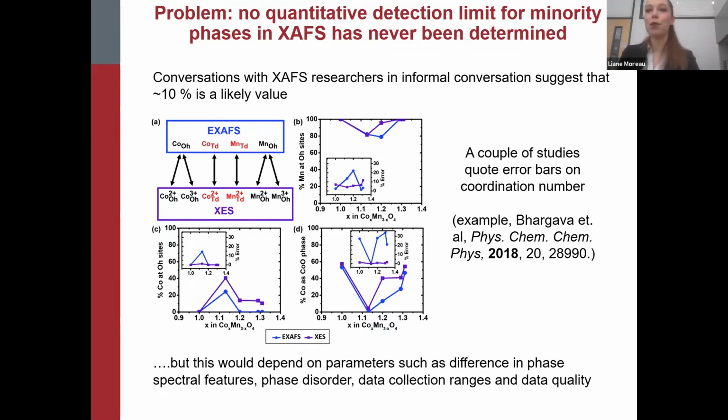This would have to depend on parameters such as differences in the spectral features of the phases. So are two phases very different from each other, or are they very similar structurally? Also phase disorder. Do we have one structure that's very crystalline, one that's disordered? How does that affect the picture? Also data collection ranges. If we're at the synchrotron, we may take data to very far distances and to very far ranges of k, or maybe our system limits us so we can't go quite as far in k as we would like. Also data quality, right? We may have systems that are very dilute and limited. And so that I'm sure also will affect the picture. So we have these systematic system issues and also measurement issues that are probably going to affect what we're looking at here.